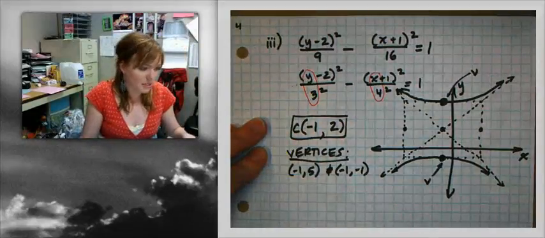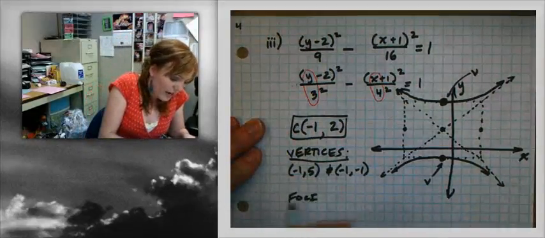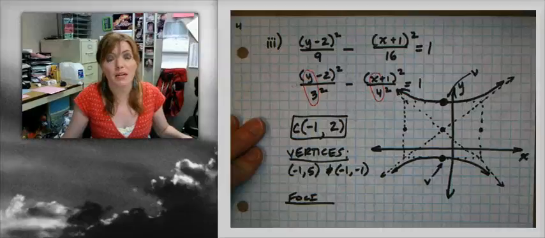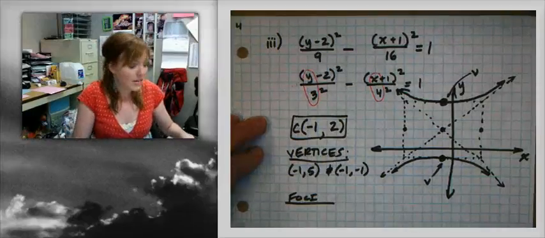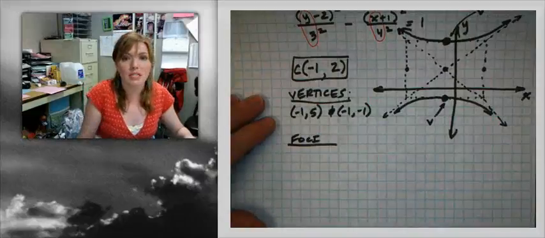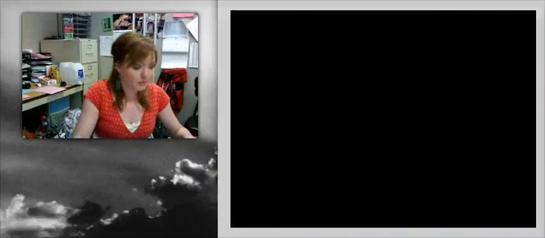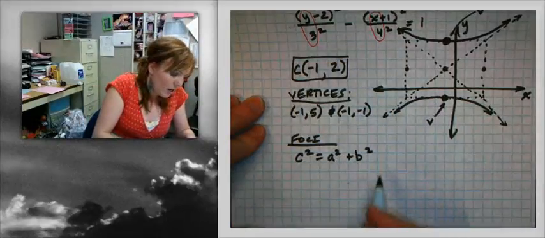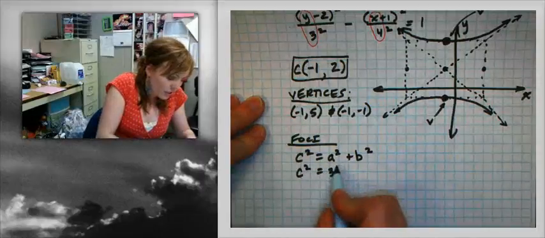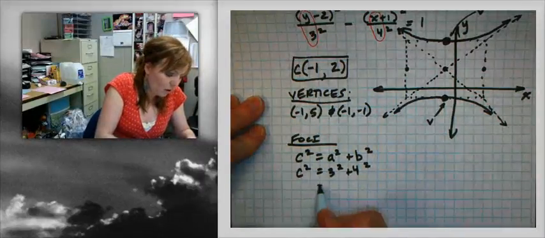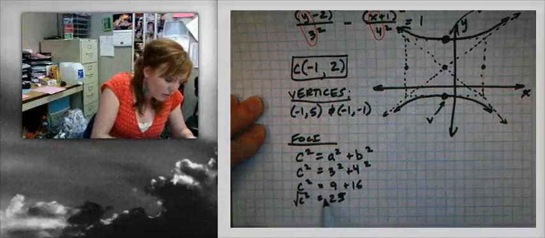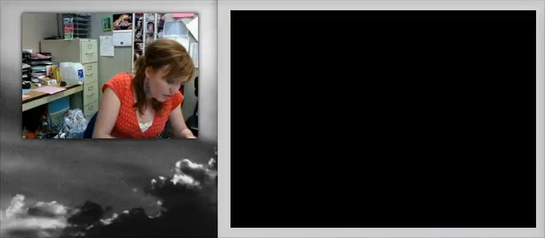The next piece, we need the foci. The only place where you get them using c squared equals a squared minus b squared is when you have an ellipse. Everywhere else, it's the traditional Pythagorean theorem that we're used to, c squared equals a squared plus b squared. So it's something to remember. In this case, c squared equals 3 squared plus 4 squared, or 9 plus 16, which equals 25. And the opposite of squaring is square root, so c equals positive or negative 5.